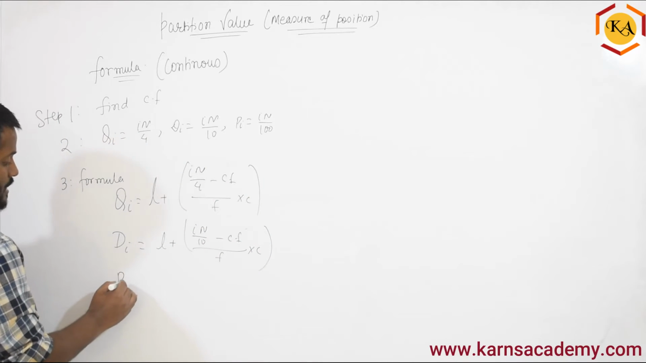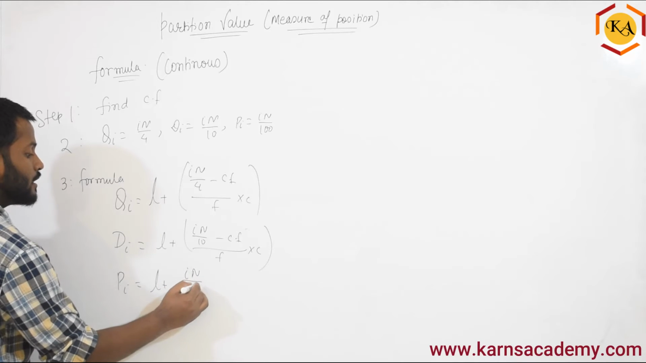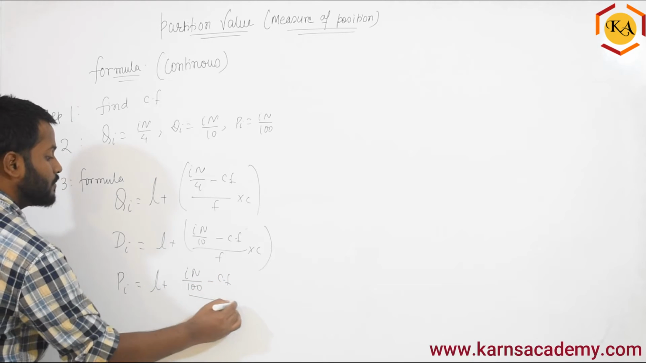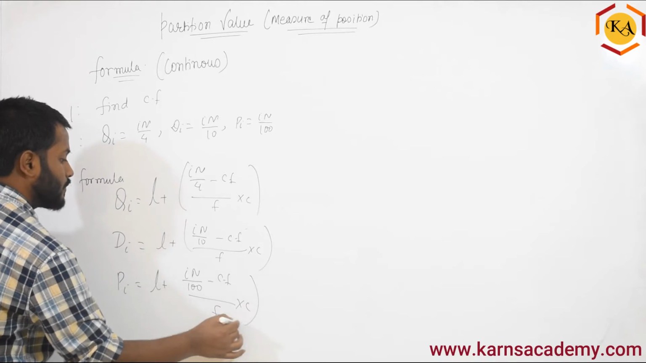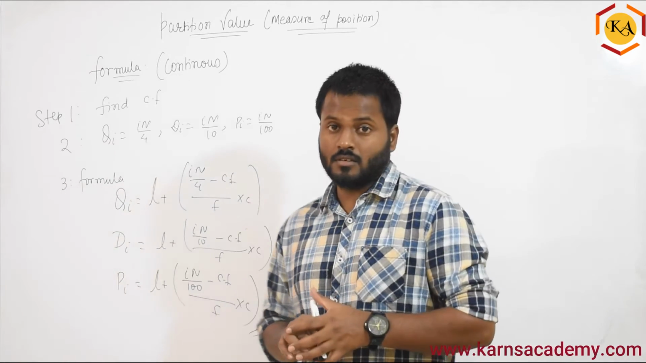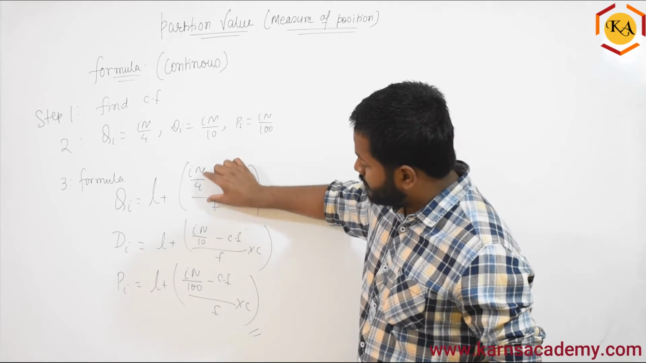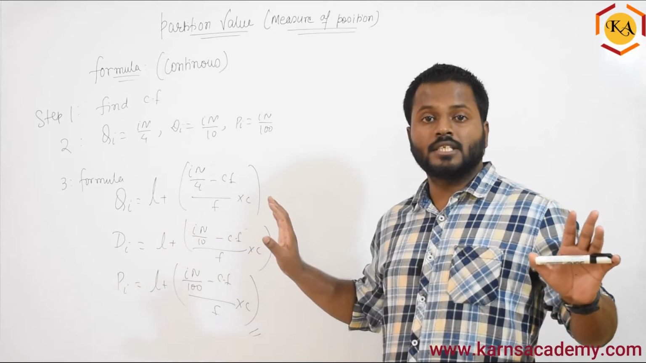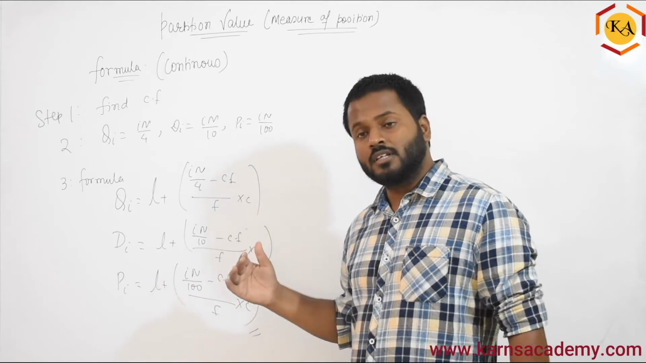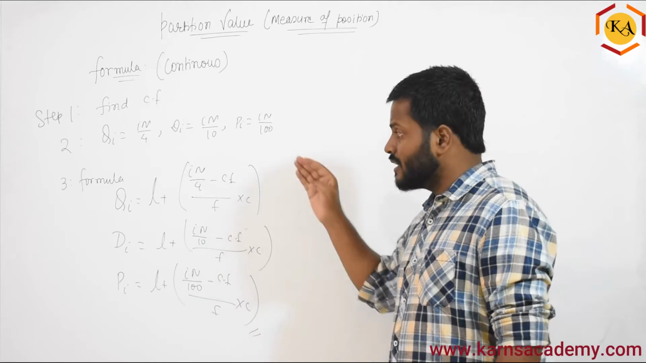And if it is Pi, percentile, it is L plus i n by 100 minus Cf by F into C. That's it. So if you remember the logic once, all the formulas will become easier. Only n by 4, n by 10, n by 100 is changed. Everything else is the same, even for median. If you remember only the median formula and you know the logic, you can easily derive this formula.